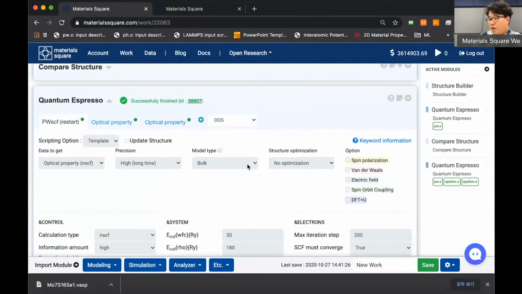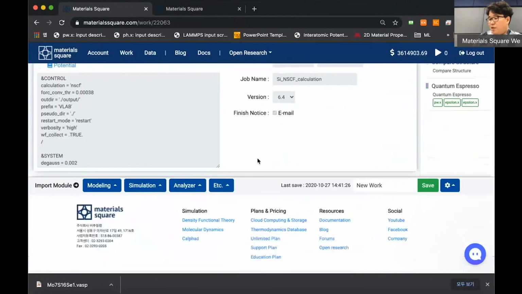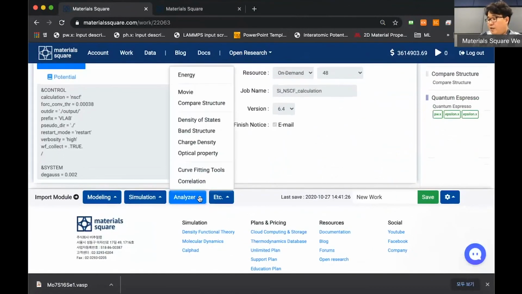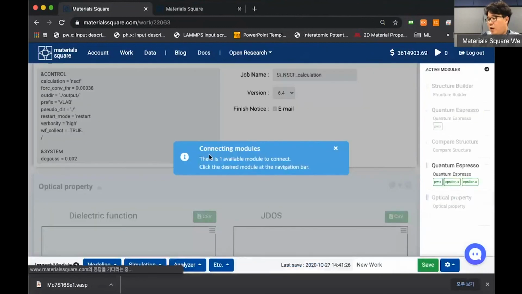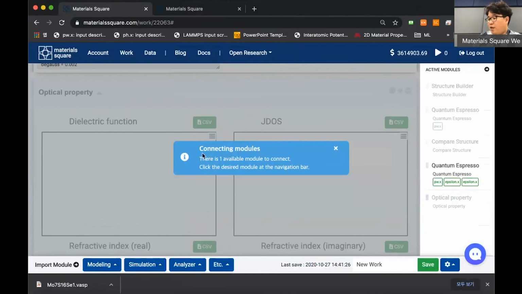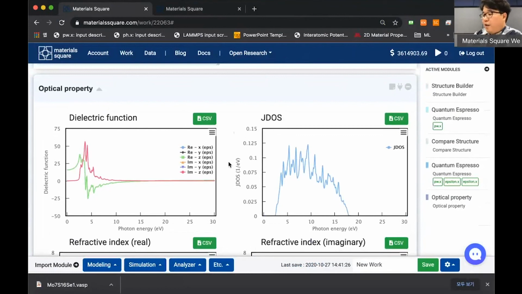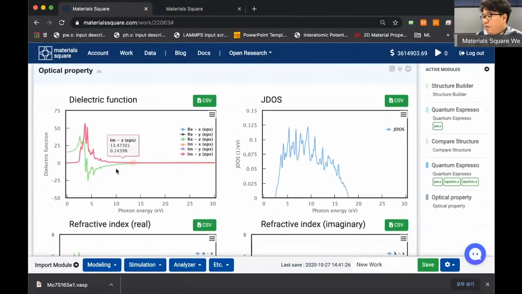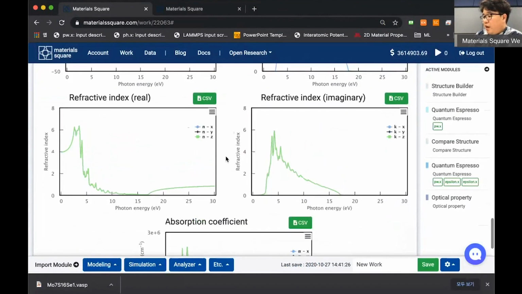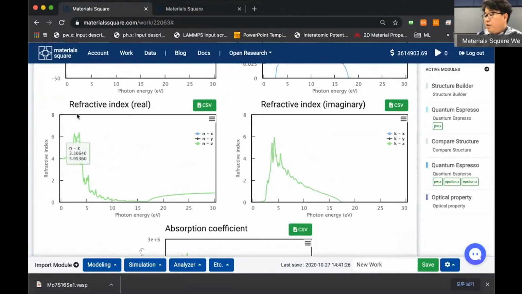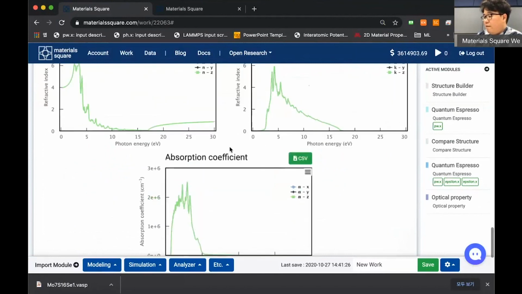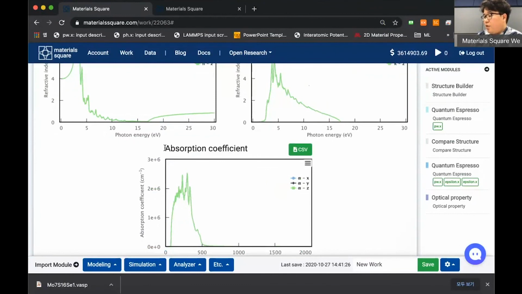All right. So last stage, post-processing, so I add analyzer and optical properties. Click this one. Okay. It is also asking for connecting modules. There is one available module to connect, right? So you should press here. You can finally get the dielectric function and joint density of states. And I already taught you what the refractive index is, the real part and imaginary part. And finally, you can get the absorption coefficient.